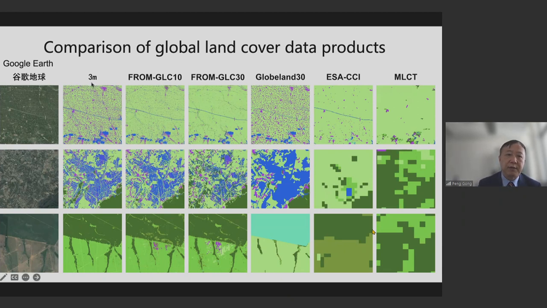This is 3 meter resolution data from Google imagery. You can use it as a reference; at 3 meter, even all the villages can be mapped. This is our 10 meter resolution. This is our 30 meter resolution. And there are some other global products, at 30 meter, 300 meter, and 500 meter resolution. These are basically some global land cover products, but none of them have annual data capability for the whole world at 30 meter resolution.